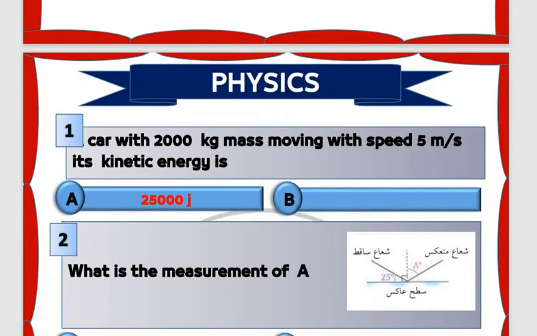Now with the physics part, in question number 1: a car with 2000 kilogram mass moving with a speed of 5 meters per second, its kinetic energy will be.